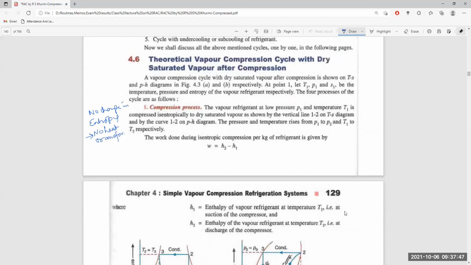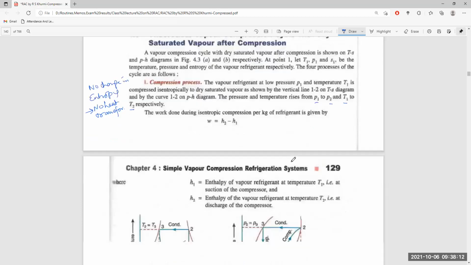But no heat transfer doesn't mean no work. Work can be done on it. Work is actually being applied in the compression system to make the pressure and temperature of the refrigerant high by absorbing that work. So pressure and temperature rise from P1 to P2 and T1 to T2.